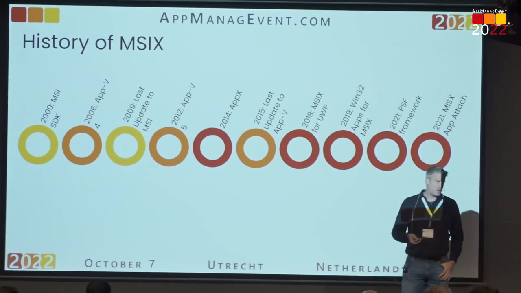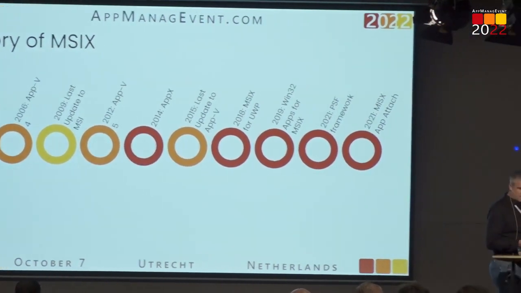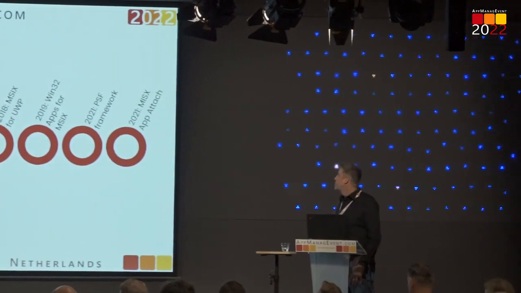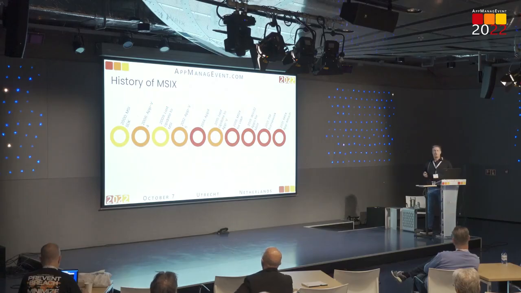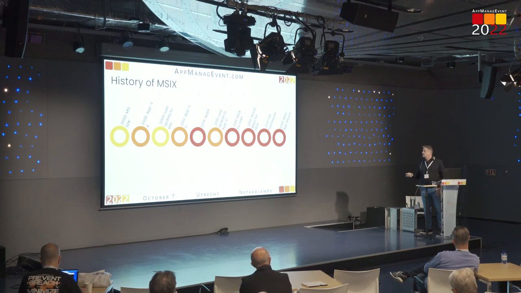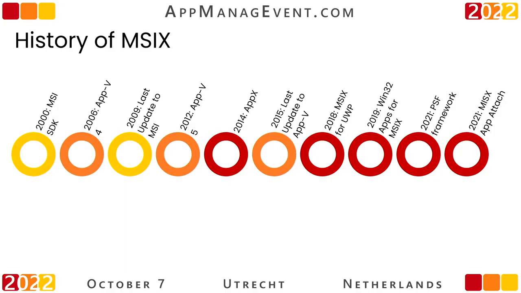In 2014, they launched AppX, and it was meant to be the solution for all their environments. It was meant to have the same application on your Xbox and on your Windows Phone device, so there's one app and one setup for all. But that didn't really work out as expected. 2015 was the last functional update to App-V, and they invested all their efforts in MSIX.